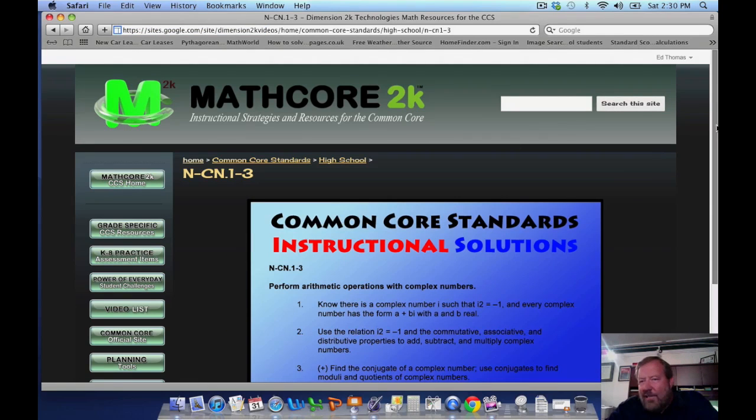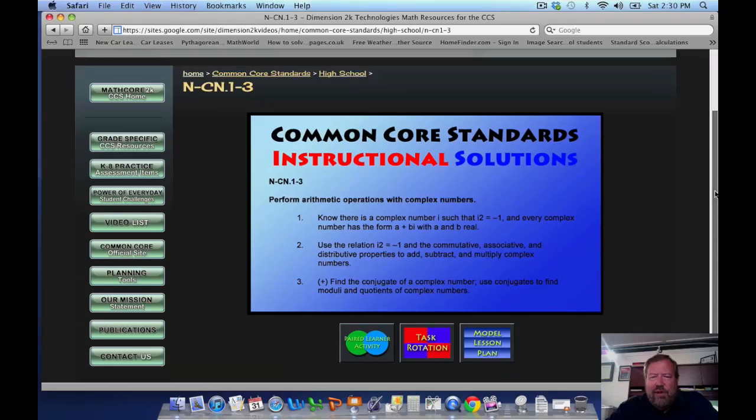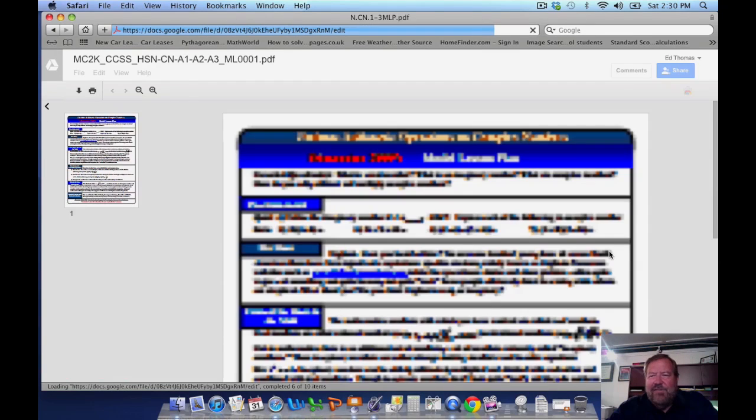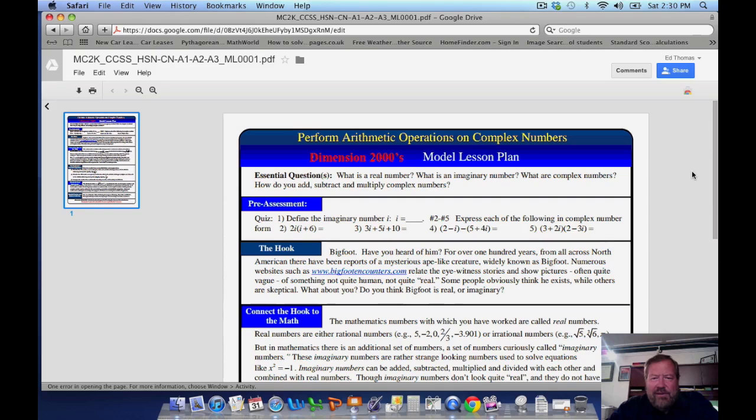Well, all of our lesson plans have very good hooks. So what I wanted to show you here, again, we have task rotation activities for the learning styles. We have the paired learner. But I wanted to show you the model lesson plan here.